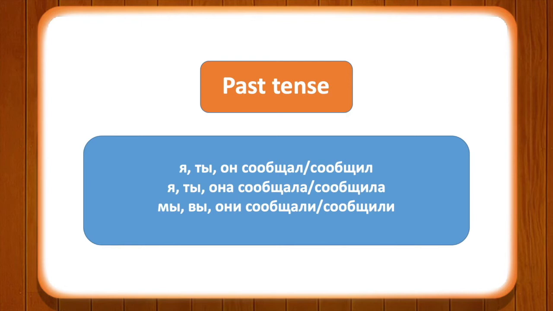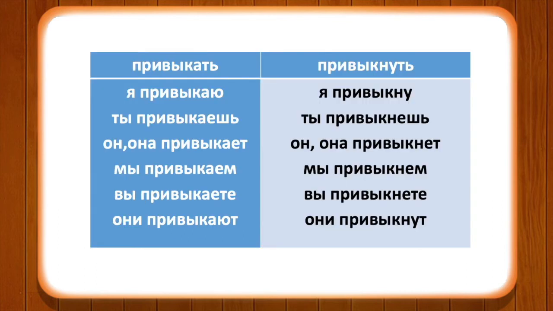Now let's go ahead and pay attention to a few more verb conjugations. Привыкать, привыкнуть. Привыкать, привыкнуть means to accustom to. Я привыкаю, ты привыкаешь, он, она привыкает, мы привыкаем, вы привыкаете, они привыкают. Привыкнуть. Я привыкну, ты привыкнешь, он, она привыкнет, мы привыкнем, вы привыкнете, они привыкнут.